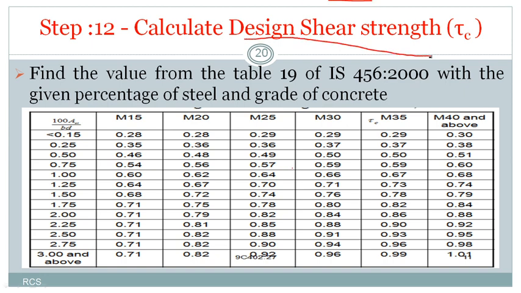After knowing the nominal shear stress, we have to calculate the design shear strength of the concrete, that is tau c. This value depends upon the percentage of steel and the grade of concrete. If the percentage of steel is 0.25 and the grade of concrete is M15, then we can consider that the tau c value is 0.35. Like that we can calculate. This value will be available in table number 19 of IS 456. This is the table I have copied here, with the help of which we can find the tau c value.